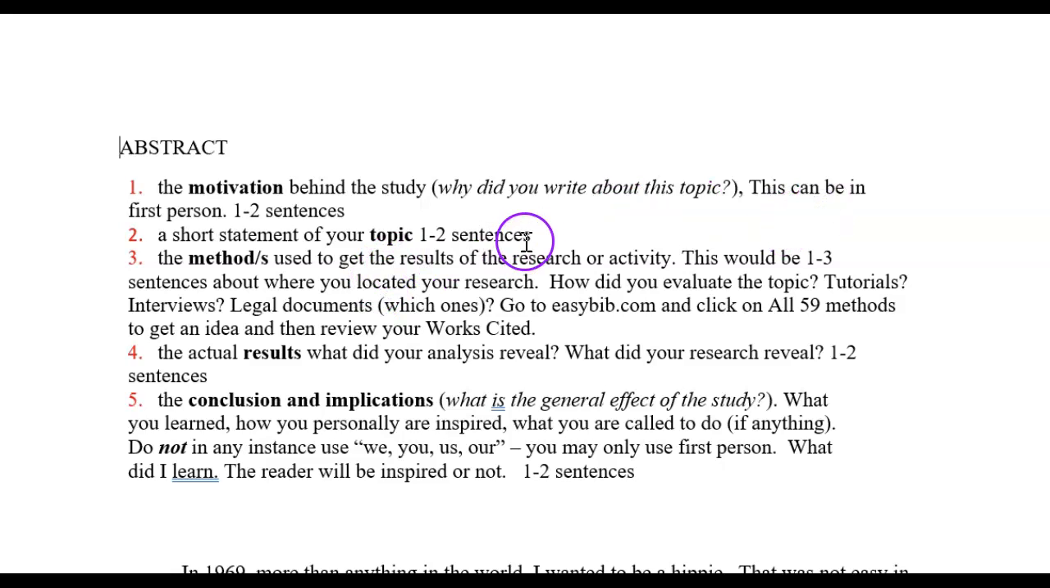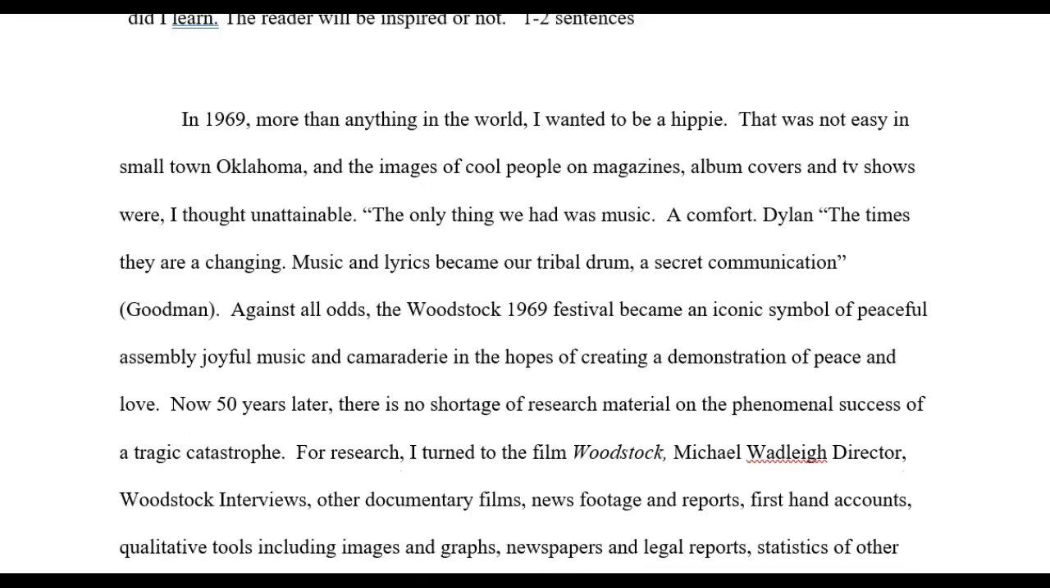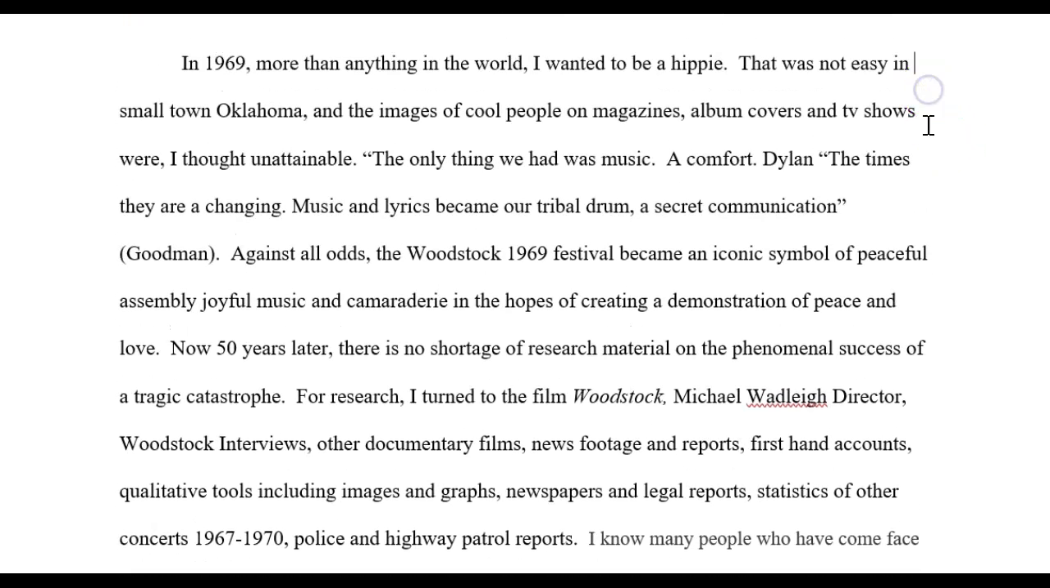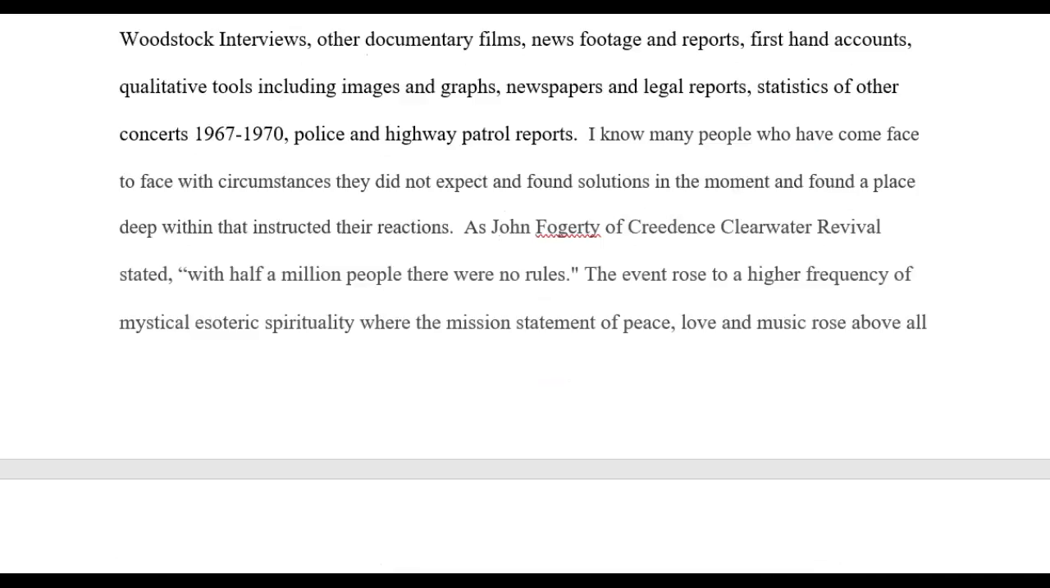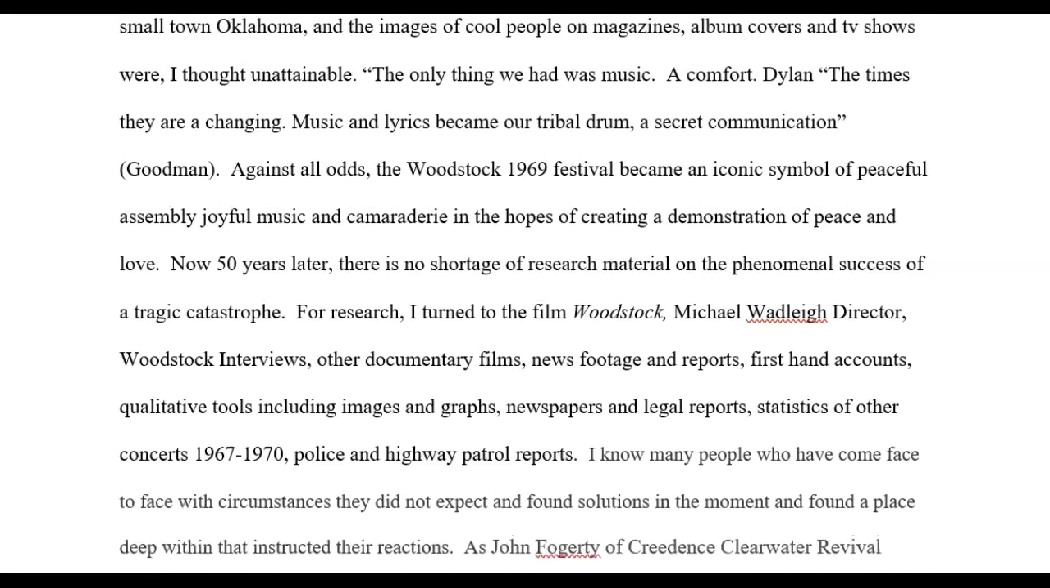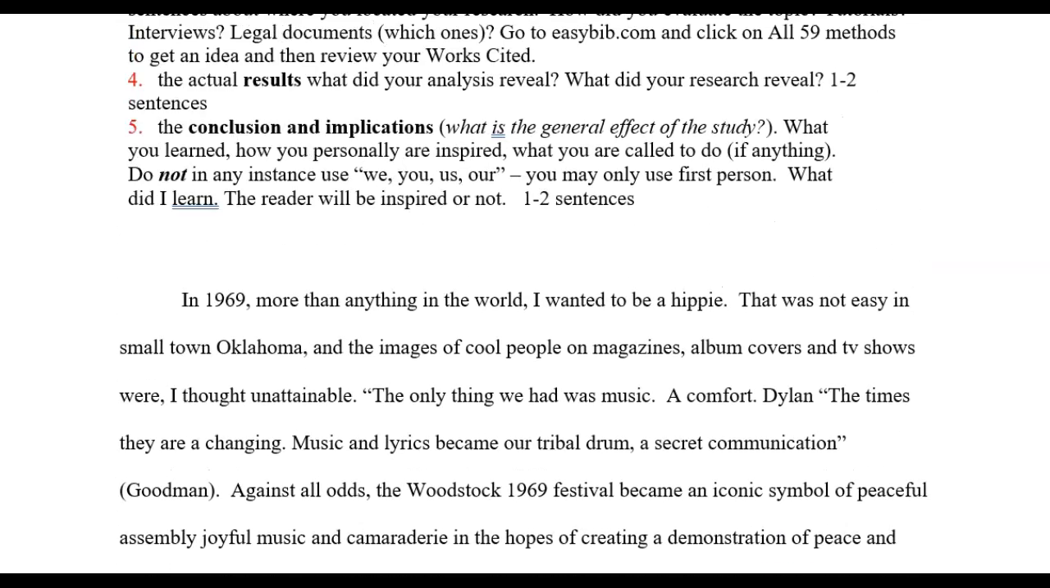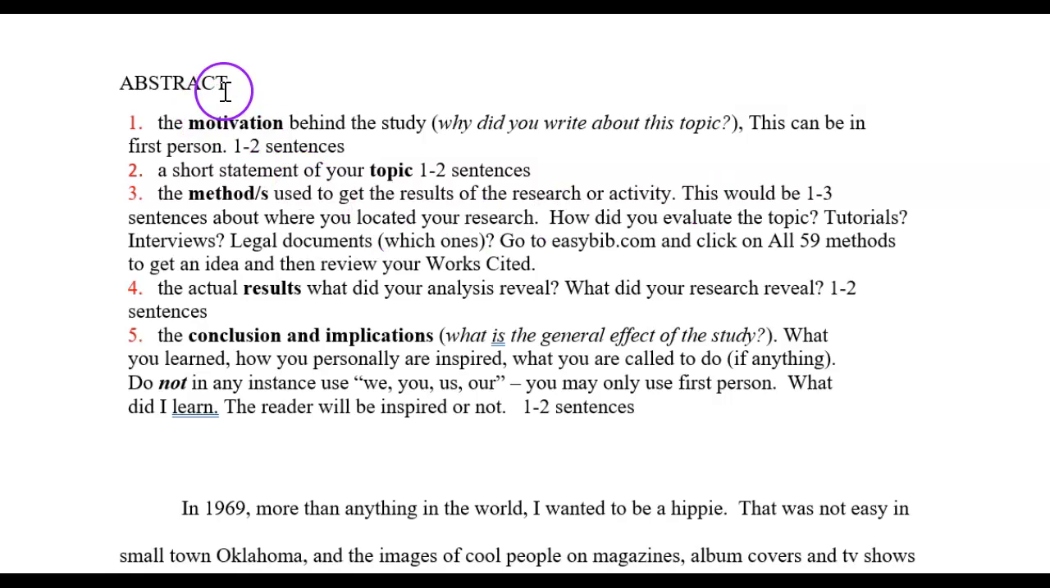The motivation, topic, methods that are to be used, actual results, what did your research reveal, and the conclusion and implications. Now, this needs to be written after I've done all the research, but it only takes a minute to write, and this is what it is. There's the motivation, and you can see everything that's in those 5 steps. It turns out like this big gorgeous, beautiful paragraph that looks so wonderful and was so easy to write. Let's go back to the rough draft.